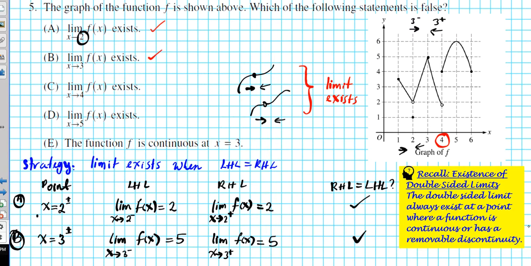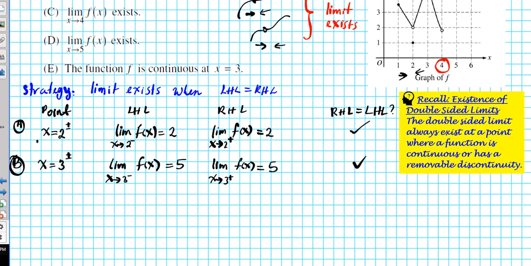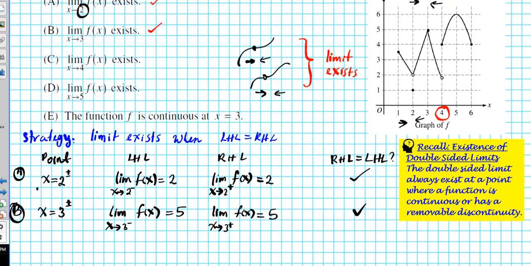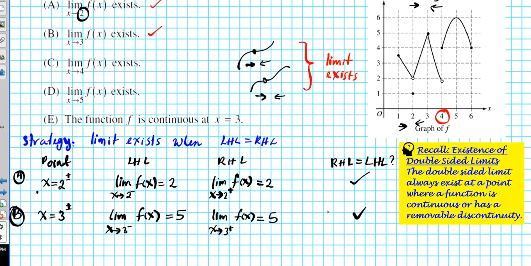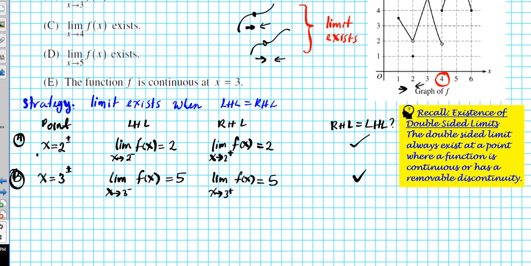Now option C, we said that the limit does not exist there because it's not continuous and it's not a removable discontinuity. We have a jump discontinuity there. So let me show you why the limit does not exist. Option C, we have x is approaching 4 from which direction? Left and right, bidirectional, right? Let's do the left hand limit first. Limit as x approaches 4 from the left of the function.